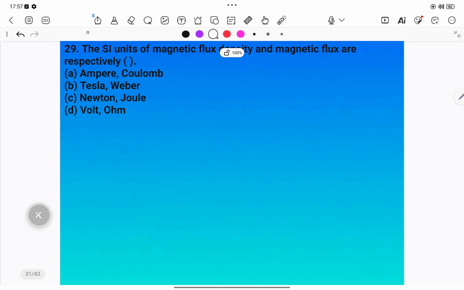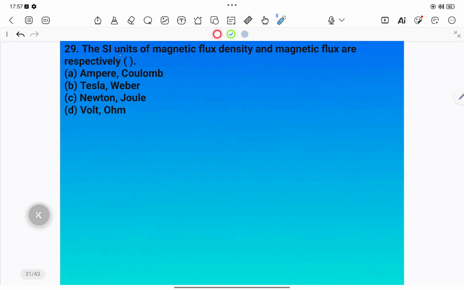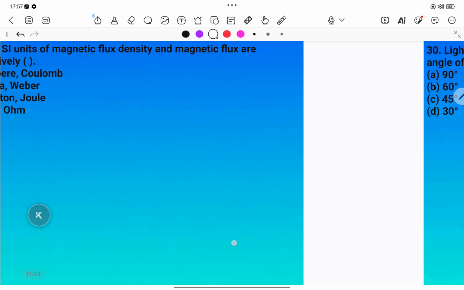Now move to question number 29. That is the SI unit of magnetic flux density and magnetic flux. So option B, that is magnetic flux density, its unit is Tesla and magnetic flux unit is Weber. So option B is correct.